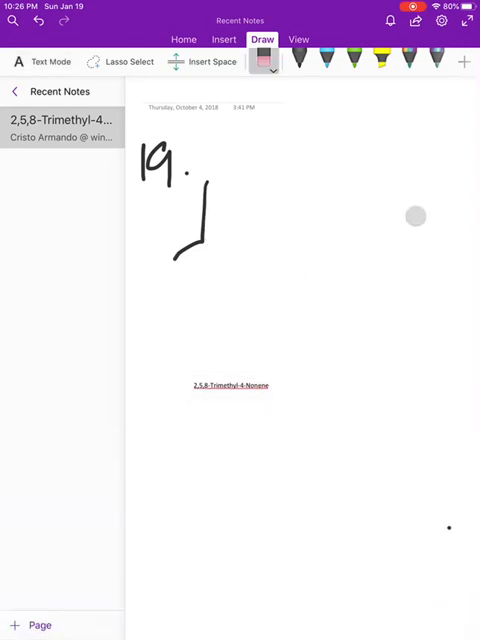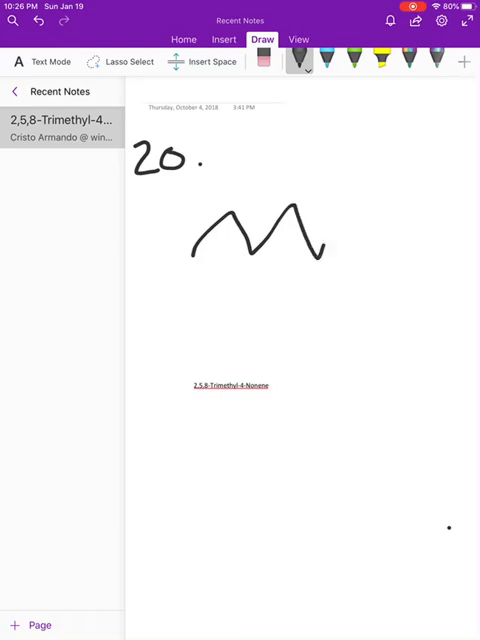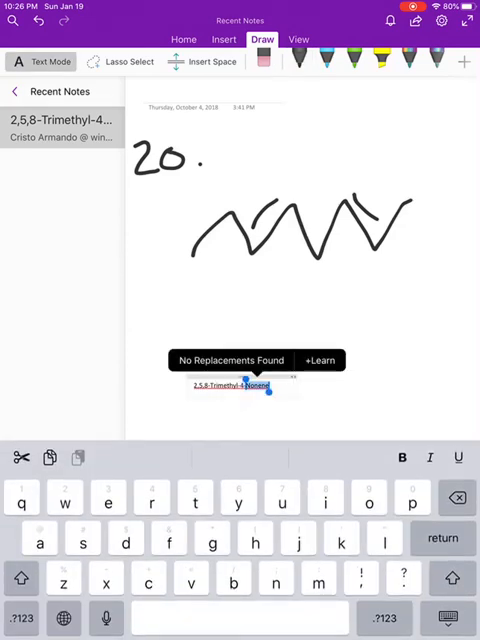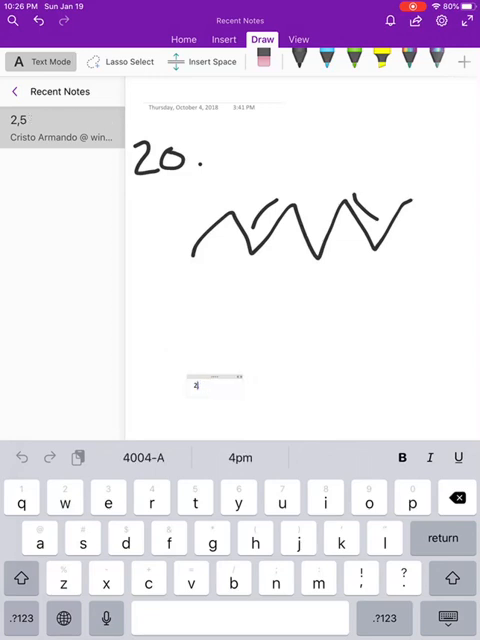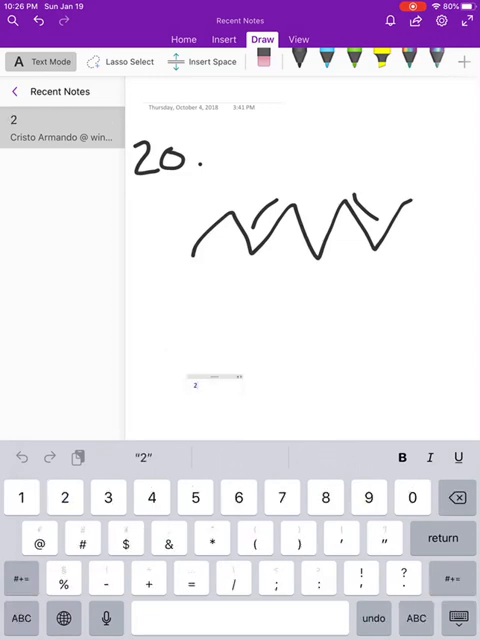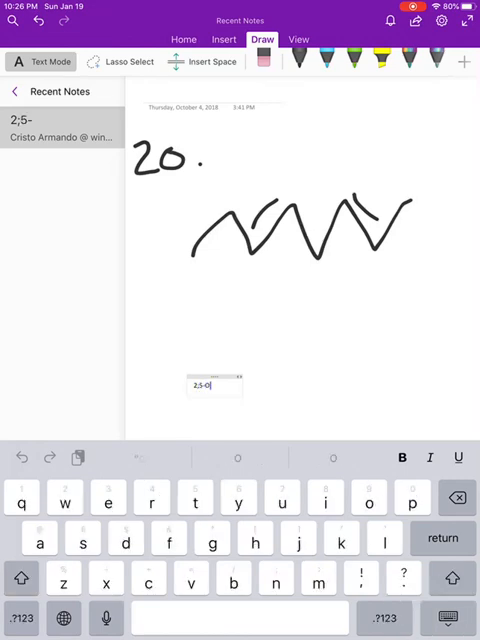And the last problem for our fresh SI session is this. Pretty simple. And this is going to be 2,5-octadiene.